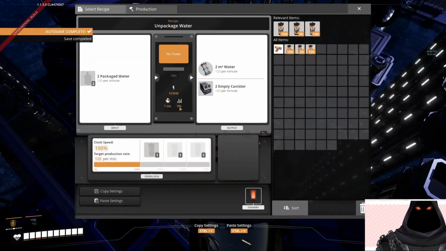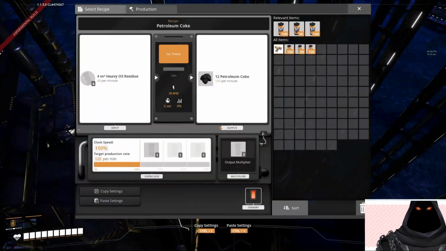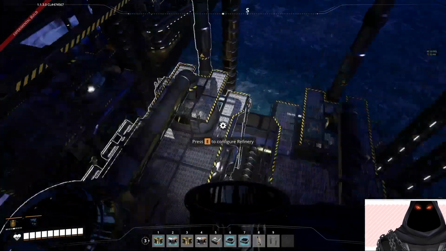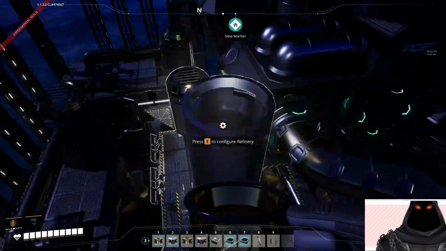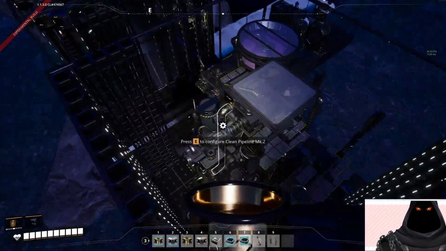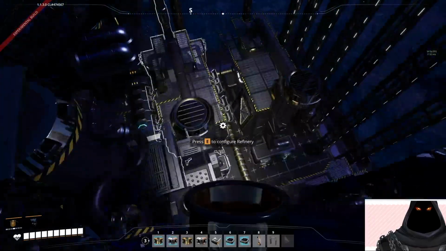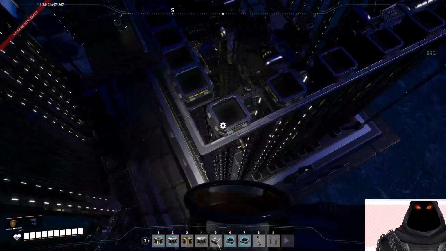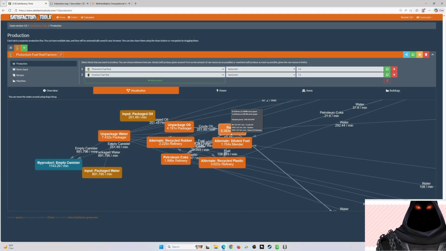Okay, and then we have the rubber, petroleum coke, alternate recycled rubber, alternate recycled plastic. So I was able to get all this in a blueprint, but I'm still going to have to hook up all the logistics to get this to work. So it's not finished yet. Okay, so that's all one blueprint.